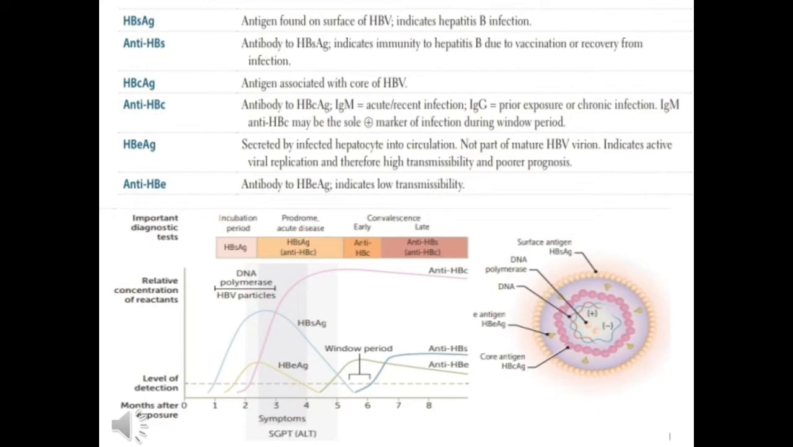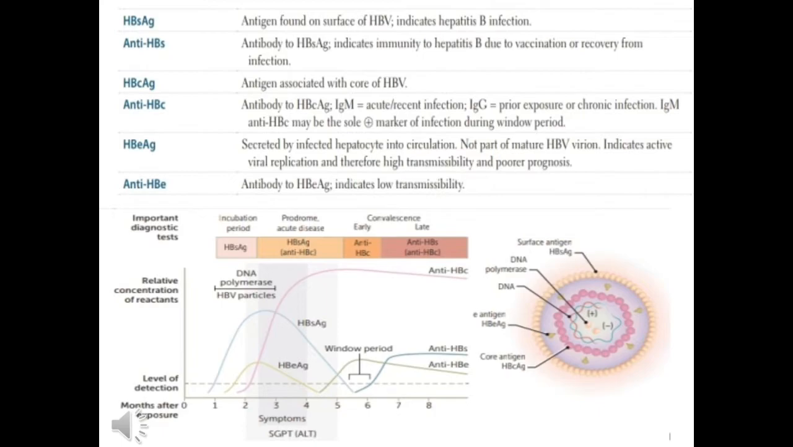HBcAg is the antigen associated with the core of HBV. Anti-HBc is antibody to hepatitis B core antigen. IgM is acute or recent infection. IgG, prior exposure or chronic infection. IgM anti-HBc may be the sole positive marker of infection during a window period.